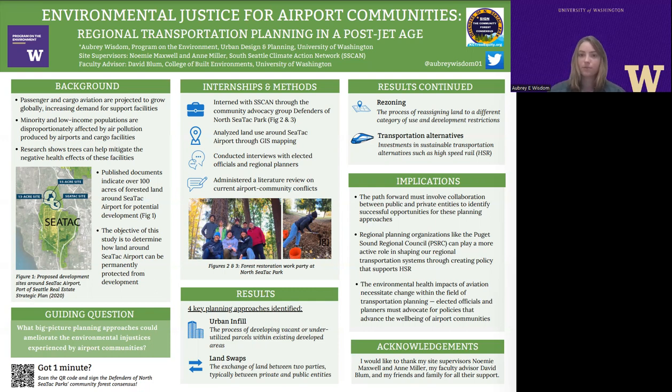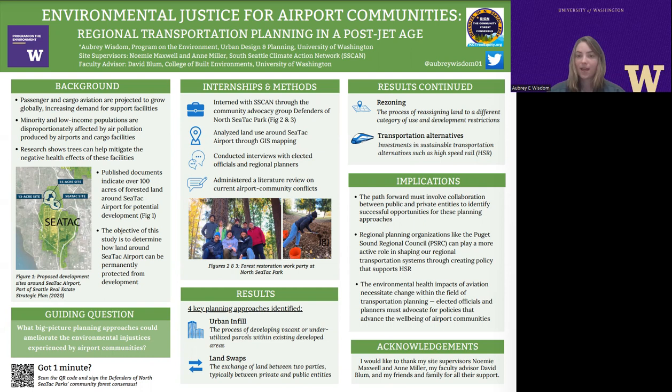And although research shows trees can help mitigate the negative health effects of these facilities by absorbing harmful particulate matter, publicly available documents published by the Port of Seattle indicate over 100 acres of owned forested land around SeaTac Airport for development, which can be seen in Figure 1 on the screen. This park, North SeaTac Park, is an extremely important recreation and green space for the community. So the objective of the study was to determine how this land can be protected from development. My main guiding question was what big picture planning approaches could ameliorate the environmental injustices experienced by airport communities.